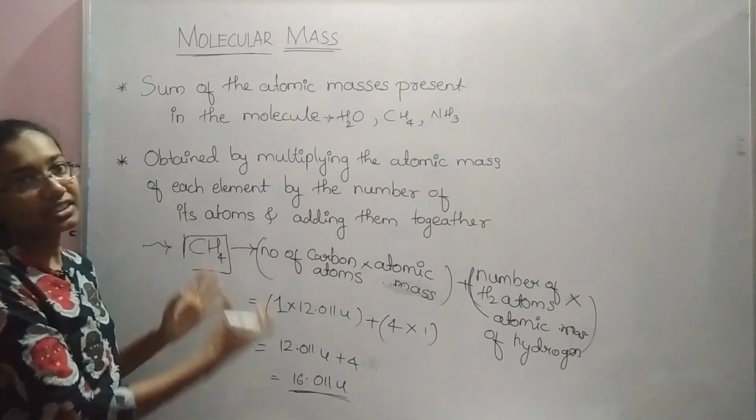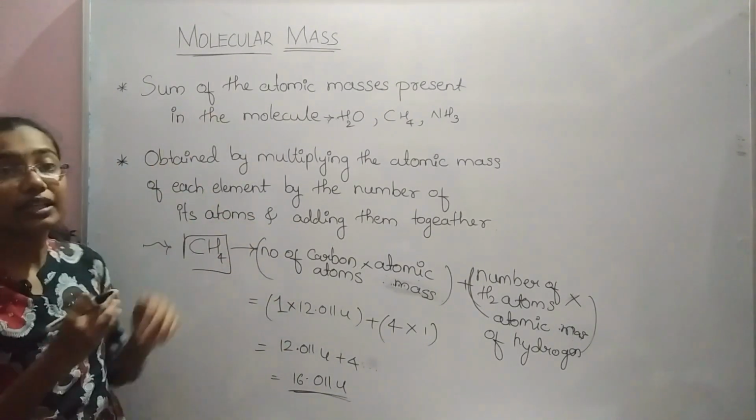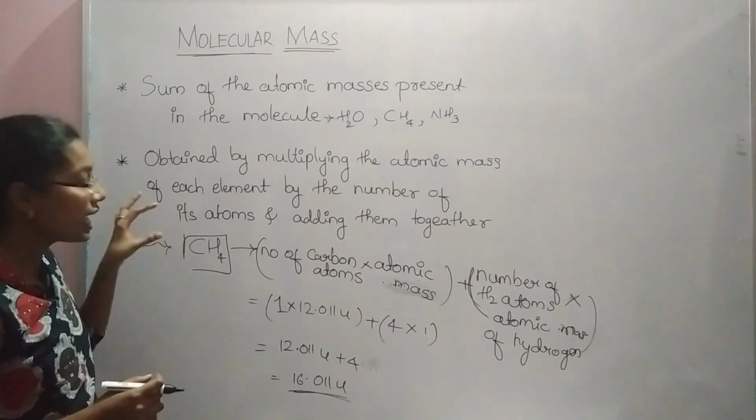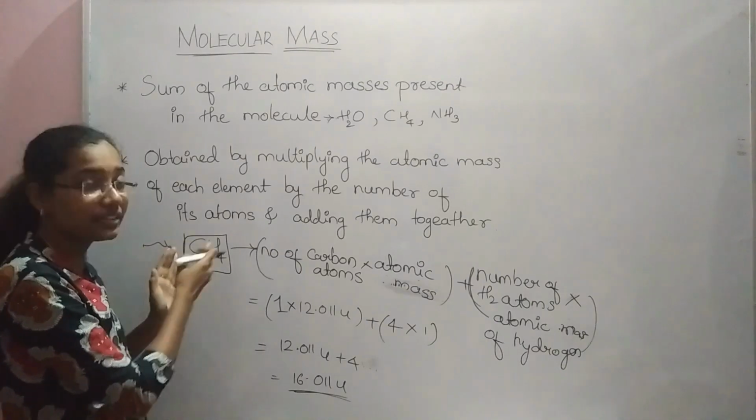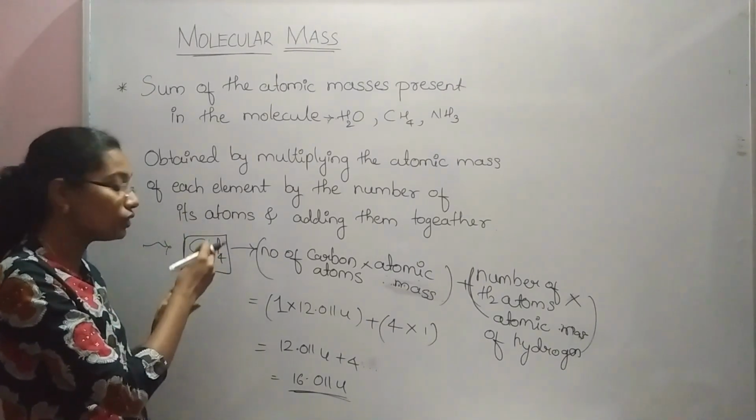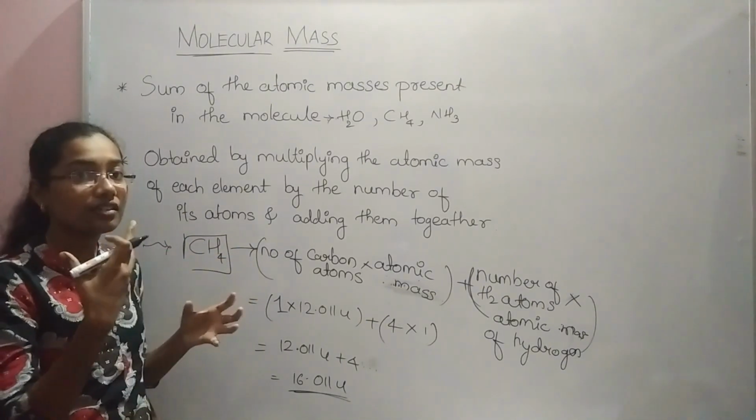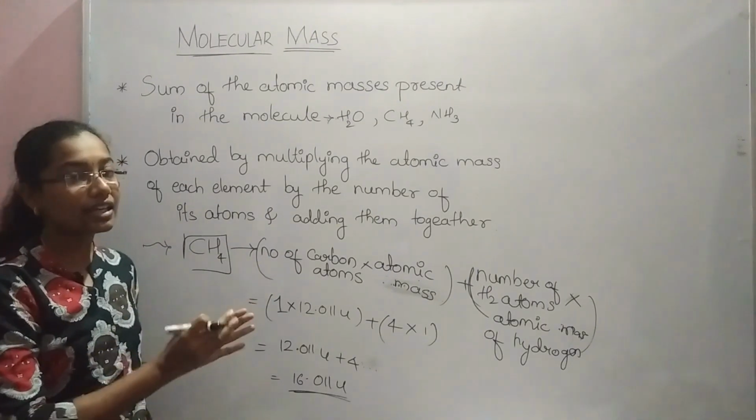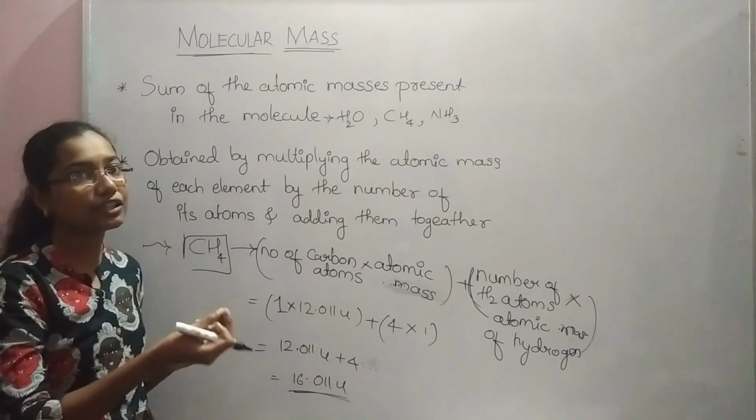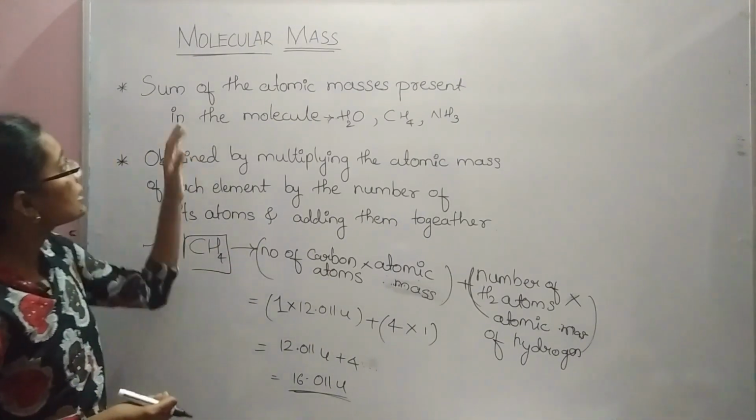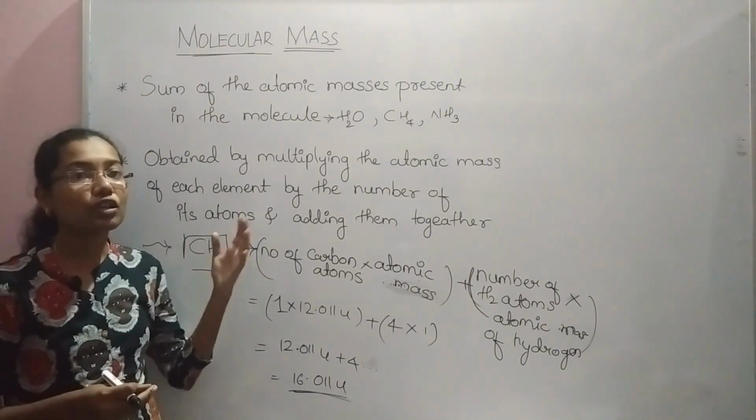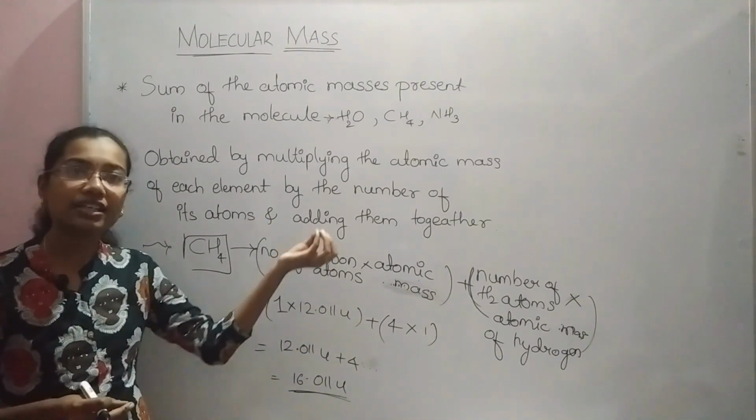I hope you got the idea of how to calculate molecular mass. Here we are adding the atomic masses of different atoms present in that molecule, and those atomic masses are multiplied by the number of their atoms. Okay, this is how we calculate the molecular mass of different molecules.